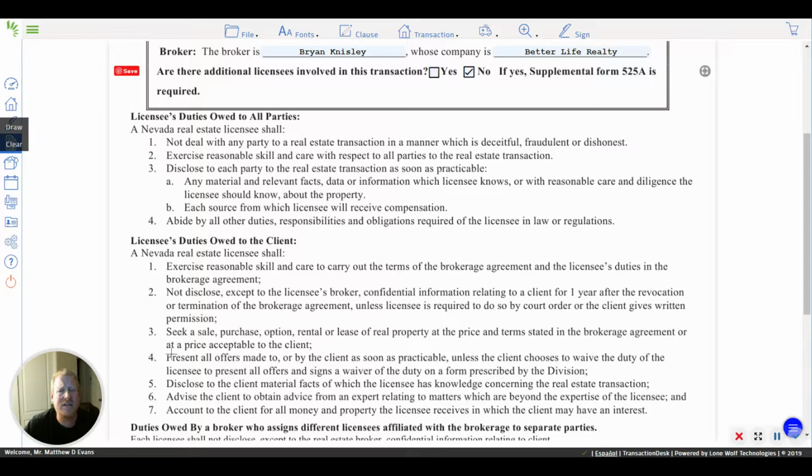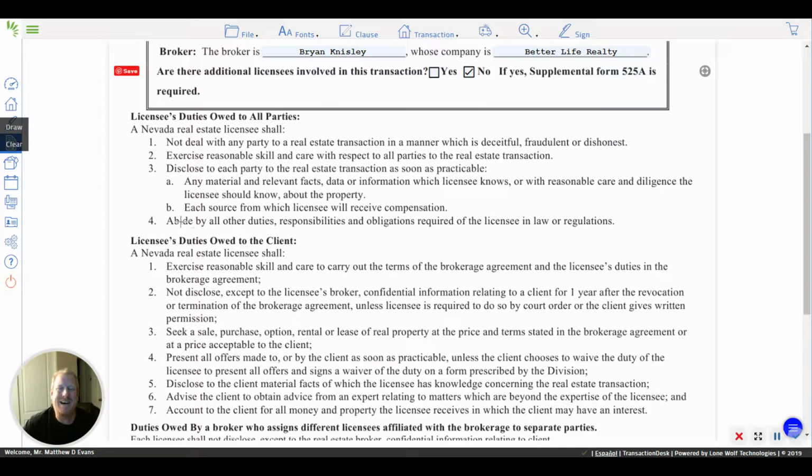The first part is the licensee's duties to all parties in the transaction. I'm not to deal with any party in any transaction in a way that is deceitful, fraudulent, or dishonest. Bottom line, I'm a licensed professional and I have to hold myself to a higher level. I'm going to exercise reasonable skill with respect to all parties. I am going to disclose to all parties any material facts of the property or anything that I know, and I will also exercise reasonable care and due diligence.